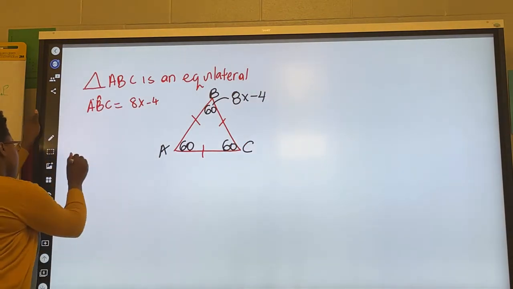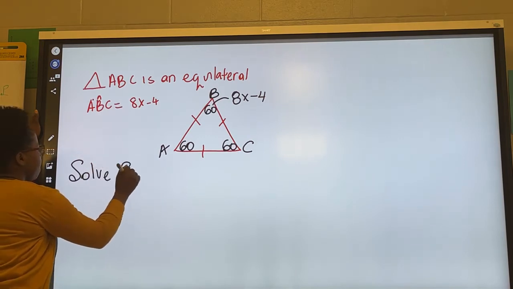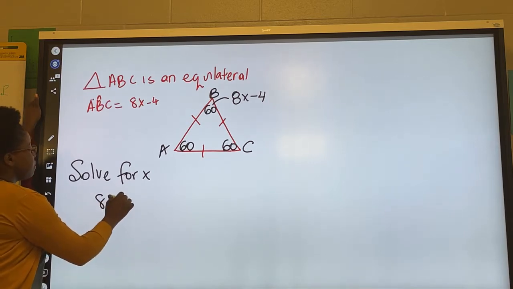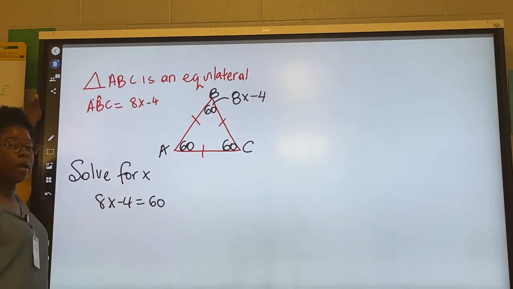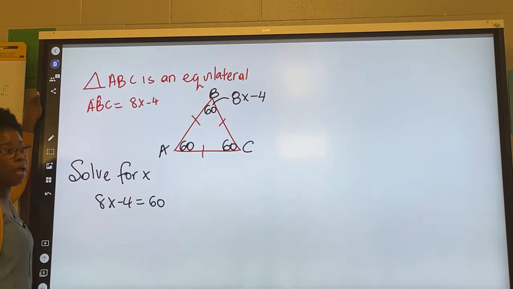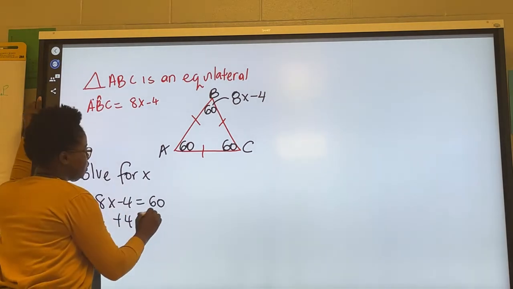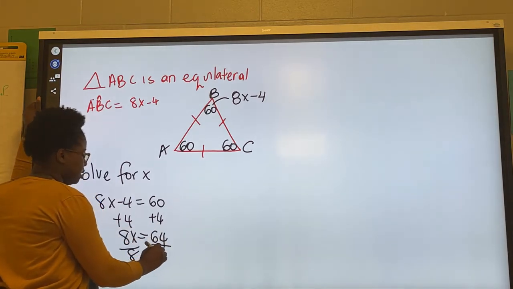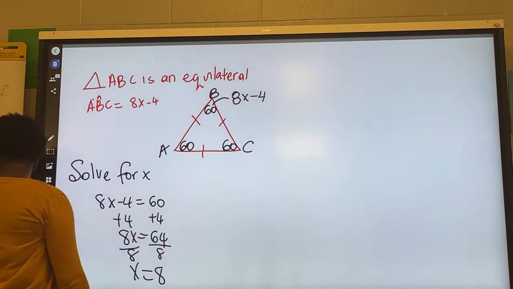So we're asked to solve for x. So to solve for x, you basically have to say 8x minus 4 is equal to 60. Why do I say 60? Because each angle is equal to 60 degrees, but you're given a letter or a variable to represent that angle. In this case, we're trying to find that angle. So right here, we need to solve for x by doing the opposite operation. So we have to add 4 to both sides. So 64 is equal to 8x, divided by 8 on both sides. So x is equal to 8.